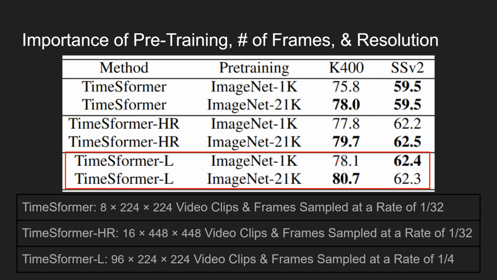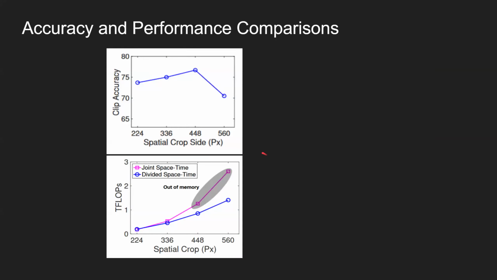Now I want to go over some accuracy in terms of the spatial crop size. So basically, during inference, what they do is they take 3 spatial crops, and that's going to be from the top left of the image, from the center of the image, and from the bottom right of the image. And this top graph kind of shows the accuracy in terms of that spatial crop size. And you can notice that the highest accuracy attained comes from 448 pixels squared. And that's why that was the high resolution variant of the Timesformer, because there's a sharp drop off after 448.